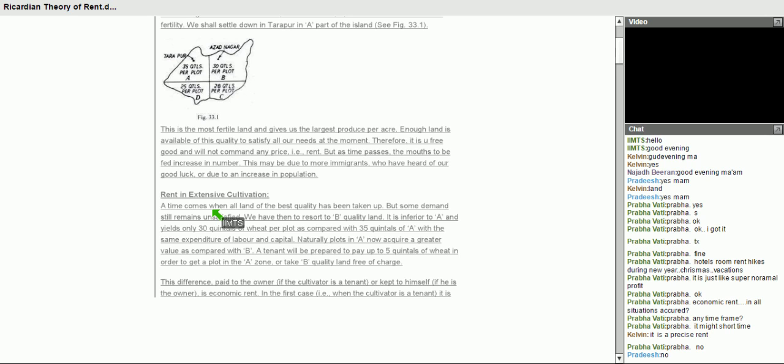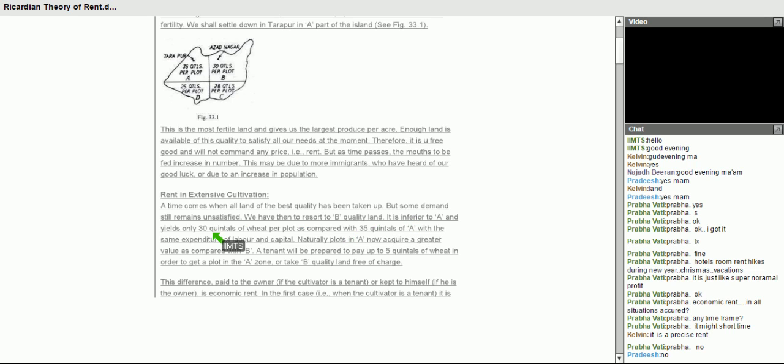Now, in this type of theory and discussion, there are 2 conditions which we discuss. One is extensive cultivation and one is intensive cultivation. Extensive cultivation means when the land is cultivated extensively. A time comes when all of the land of the best quality has been taken up, but some demand still remains unsatisfied. We have then to resort to B quality land.